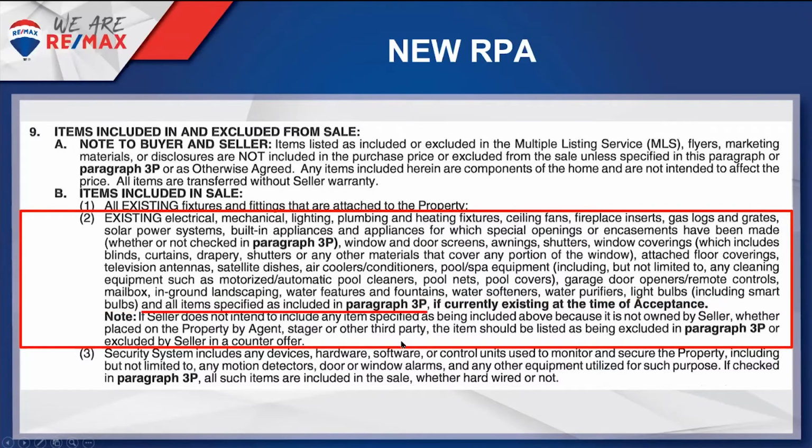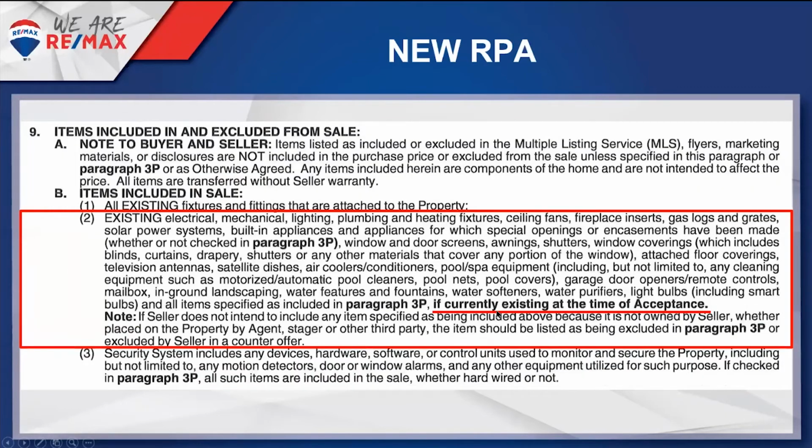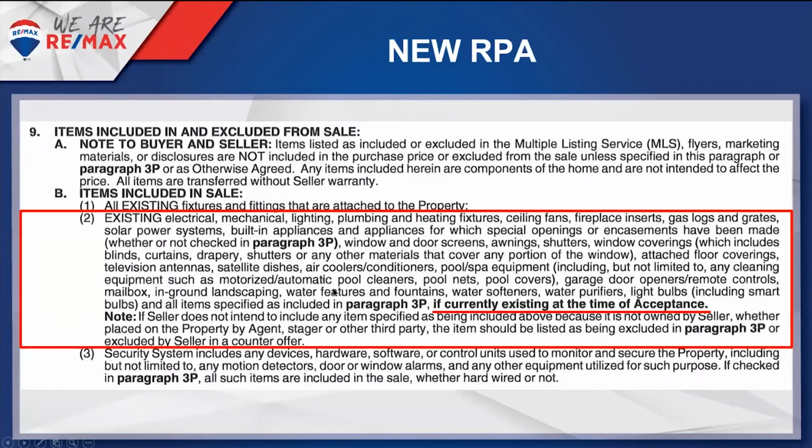All right. Items specified in 3P, which is all these items here. You can check them if currently existing at the time of acceptance. So isn't that interesting? If in fact something on 3P is checked, but there isn't one, the wine refrigerator is checked, but the seller says, I don't have a wine refrigerator. Does that mean I've got to go get one? No. If it currently existed at the time of acceptance, then it conveyed. But if it didn't exist, as long as you can document that, the buyer's not going to get one just because they checked the box saying wine cooler.